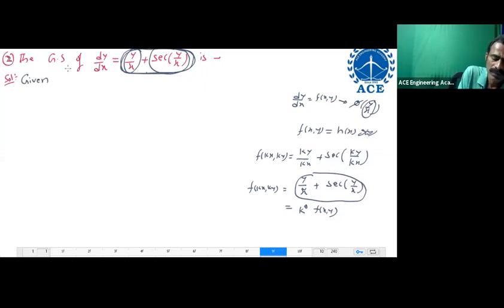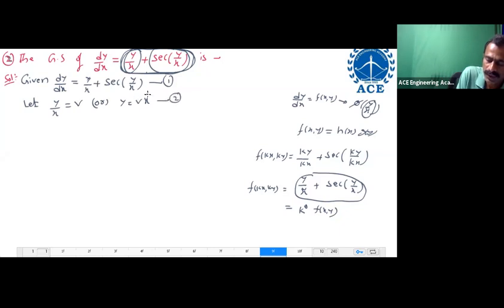Let us do this problem in the solution. First, write the given differential equation: dy by dx equal to y by x plus secant of y by x. So this is 1. Let y by x equal to v, or y equal to vx. So this is 2. Then dy by dx equal to v plus x into dv by dx. So this is 3.